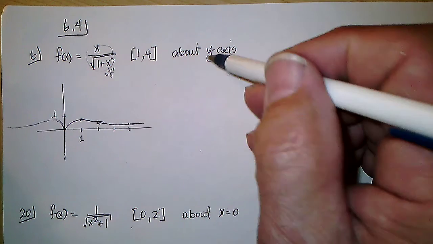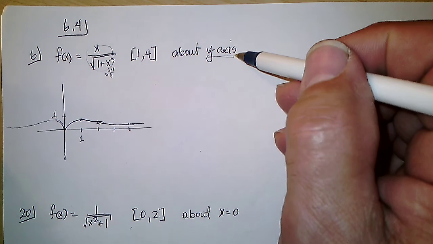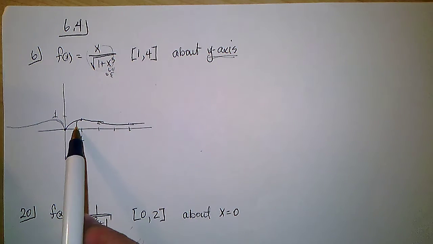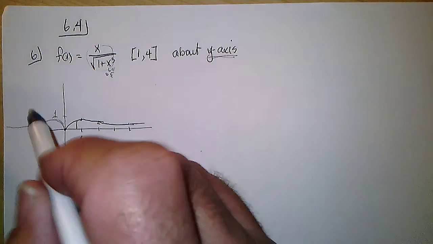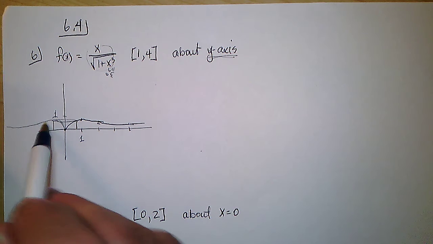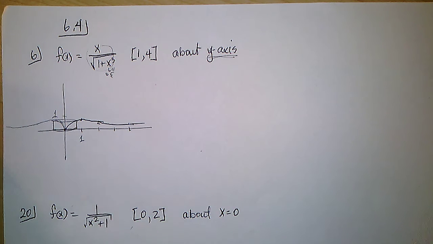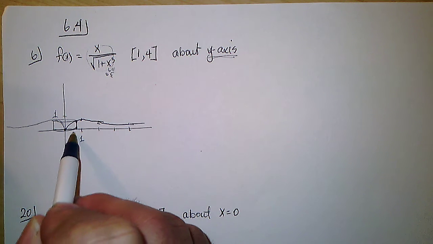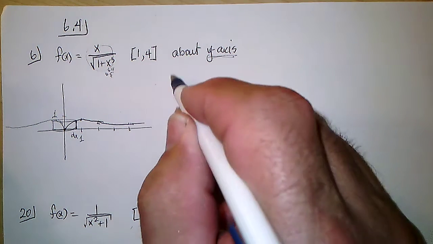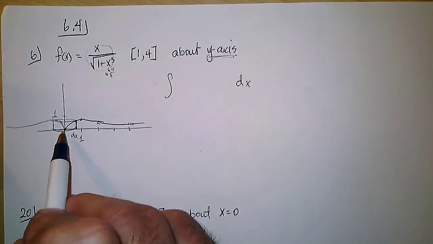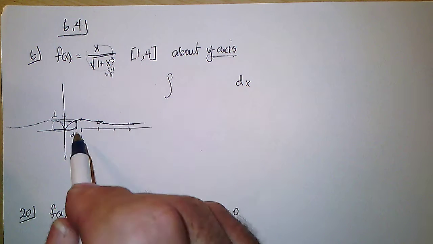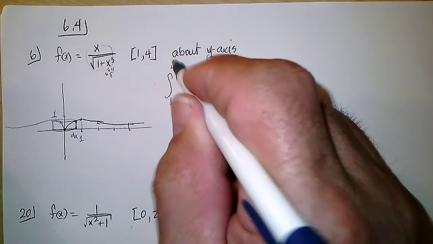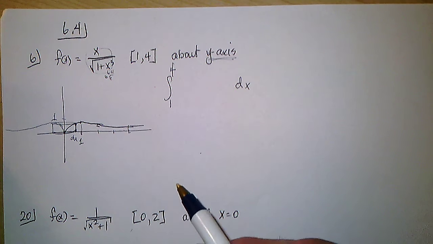So in shell method, we slice parallel to the axis, which is the y-axis, so we're going to slice this way. Its reflection will be over here. And we'll get this shell, this ring, this way. The thickness of the wall of this is going to be in the x direction, dx. So we're going to have the integral. It's going to be a dx, and x is going to go from 1. We're not even doing this part in here. We're just doing from here to 4. From 1 to 4.